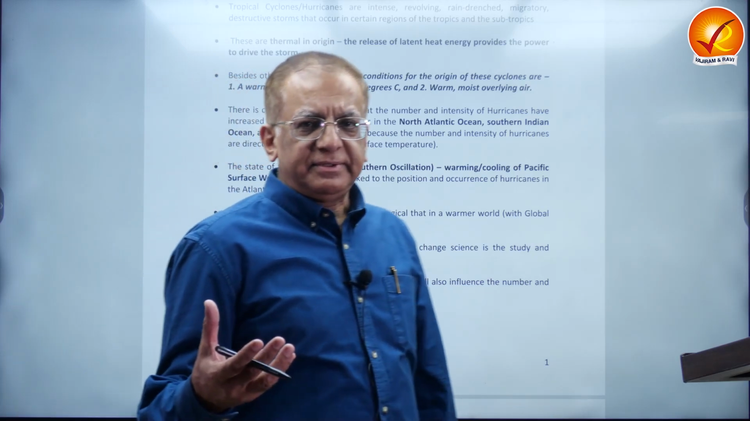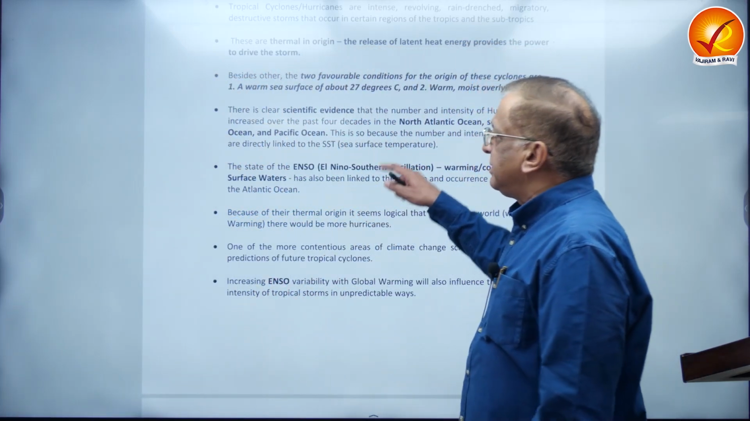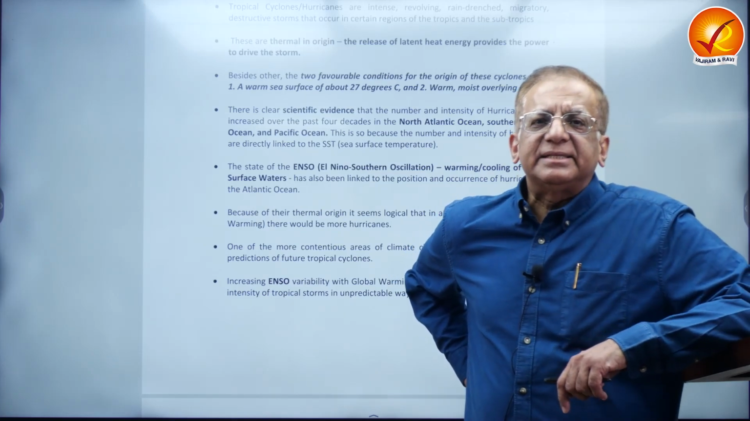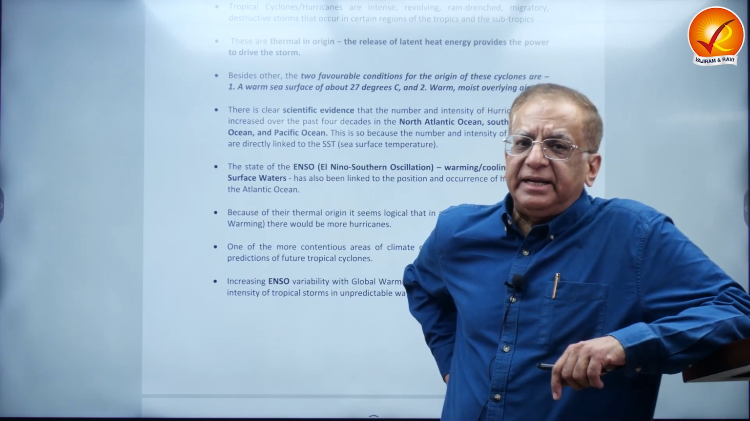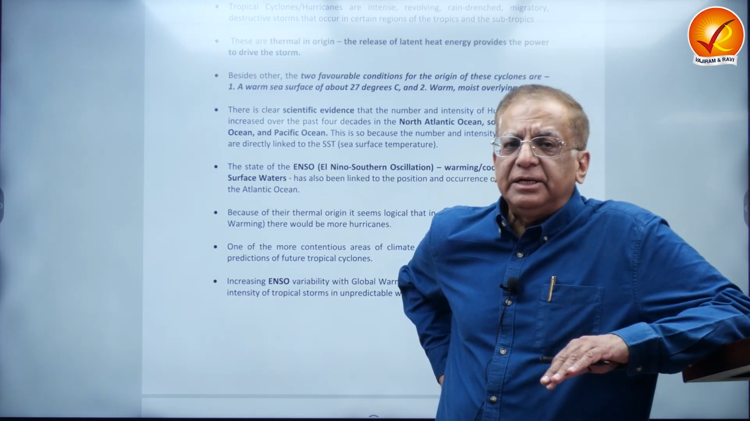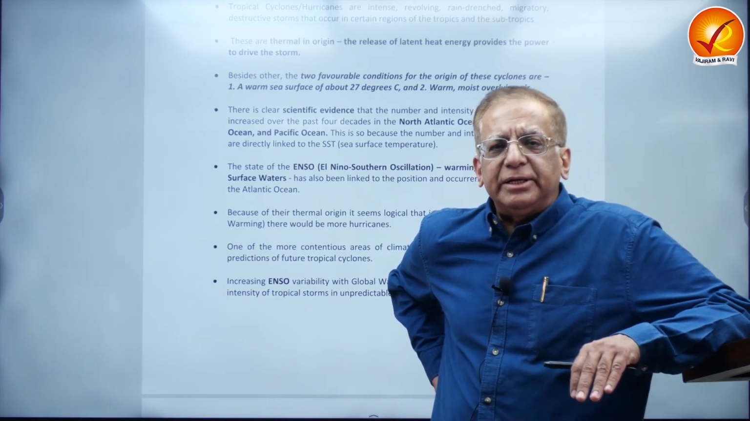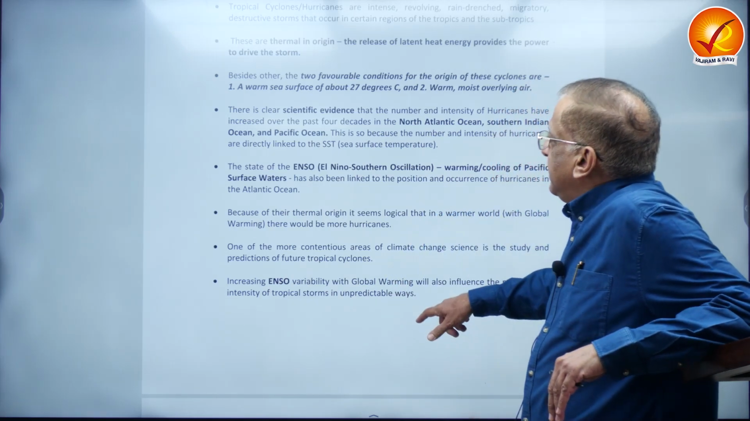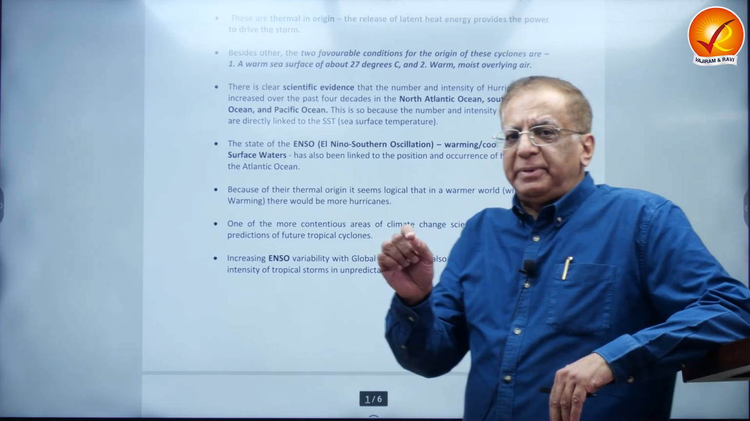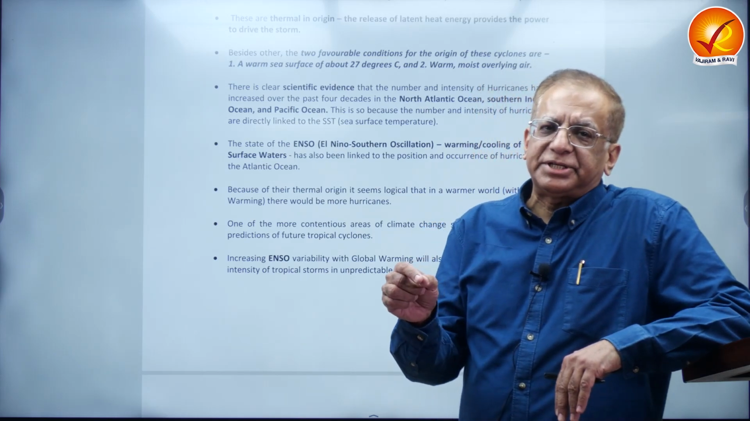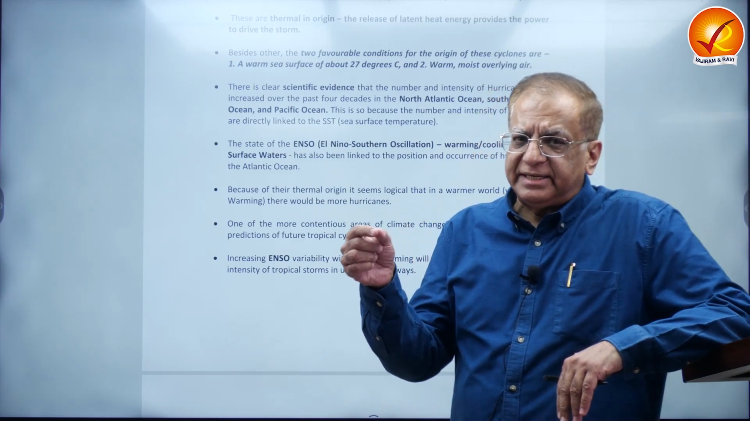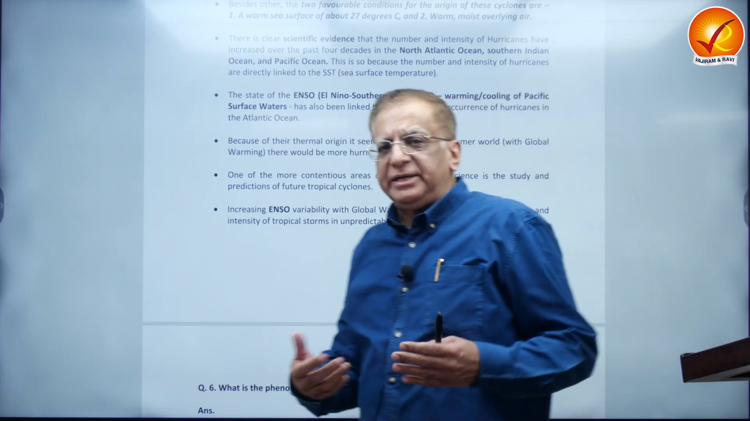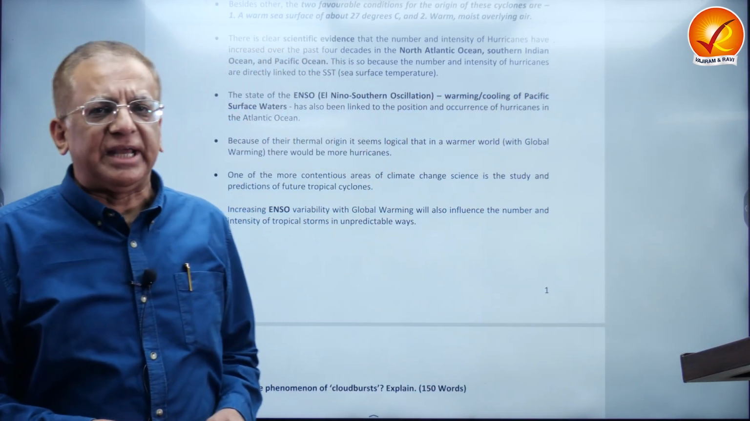And then we can give the factual information that scientifically we have seen in the last 4 or 5 decades, there is an increase in the frequency, and the intensity has also been enhanced, of the cyclones in the Atlantic Ocean, the South Indian Ocean or parts of the Pacific Ocean. So it means there's a direct link between SST, the sea surface temperature, and both the frequency and intensity of these tropical cyclones. And then later you can talk about El Nino, La Nina and Indian Ocean dipole.